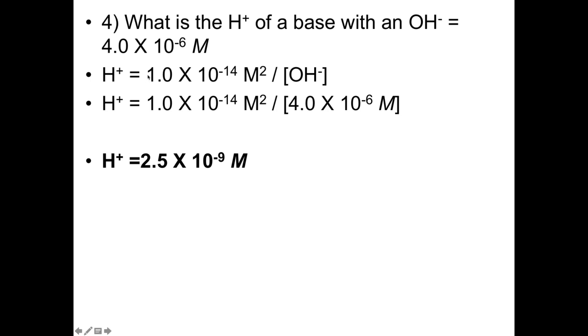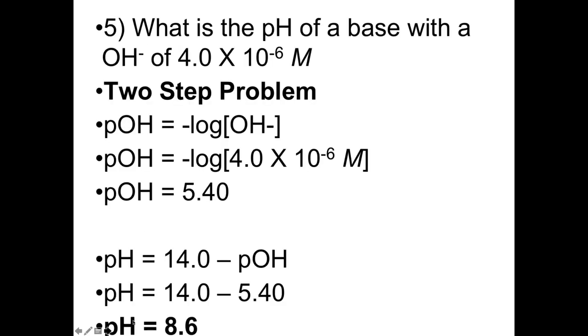Again, what's going to happen? H plus is KW, 1.0 times 10 to the negative 14, divided by OH. So we have KW divided by 4.0 times 10 to the negative 6. That'll get an H plus of 2.5 times 10 to the negative 9th.